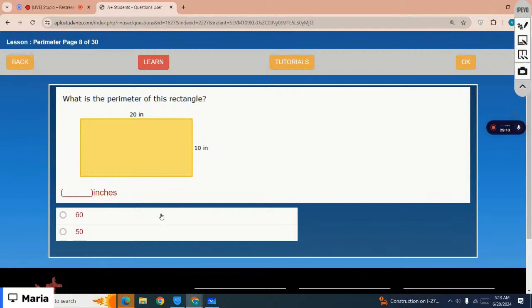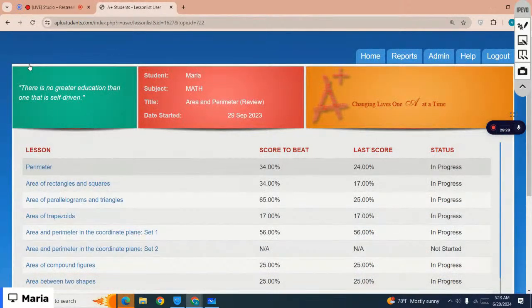It is 60 inches. Okay, you can complete the lesson by yourself later today. Let me just move on to the next lesson. And the next lesson is area of rectangles and squares.